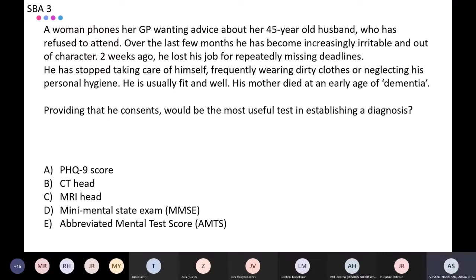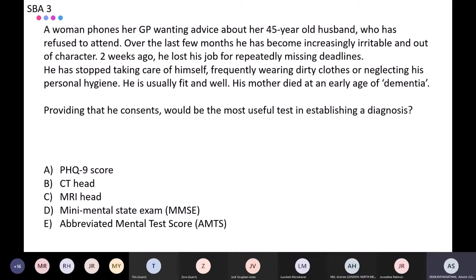Okay. So most people have put down C. I can see quite a few people put down A and B as well, so I can kind of gather what you're thinking. So PHQ-9 score might be useful to do as well for this patient. Looks like he's quite down, kind of neglectful of himself and things like that. CT head, so MRI is what's indicated here.